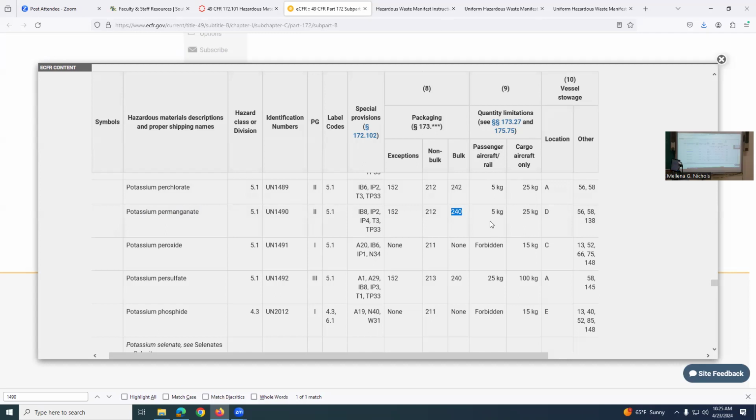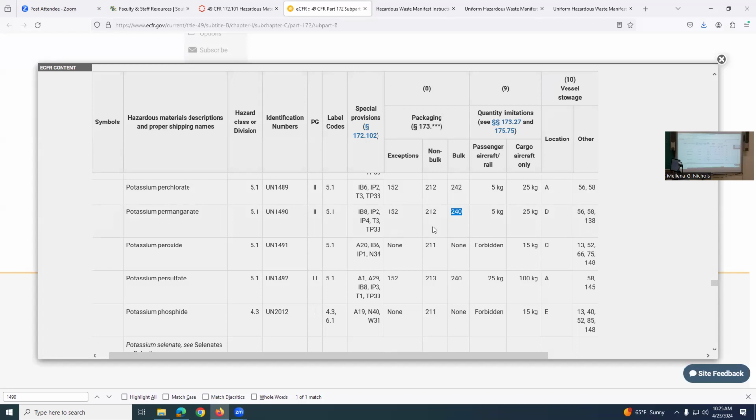So if you were shipping it by air in a passenger cargo plane, you could send only 5 kilograms of potassium permanganate on that plane. If you were sending it on a boat, it would have to be stowed in whatever section D is, which will have a description in the standard for that. And then you would have to look at these other special shipping provisions to see what kind of requirements there are for it to be on the boat.